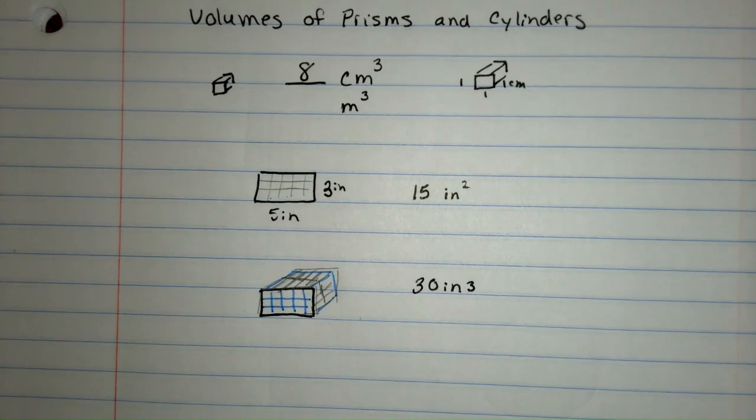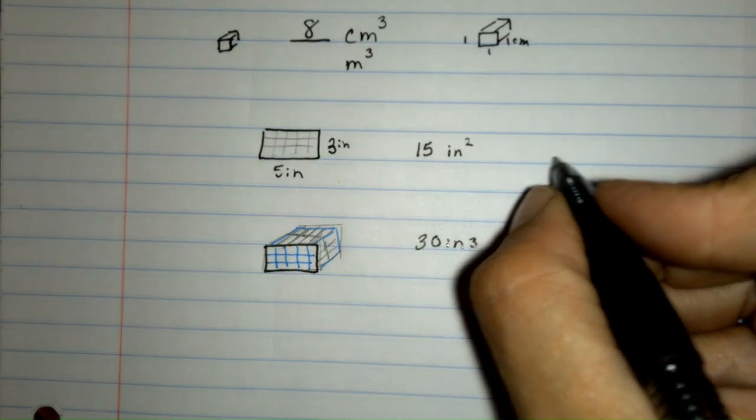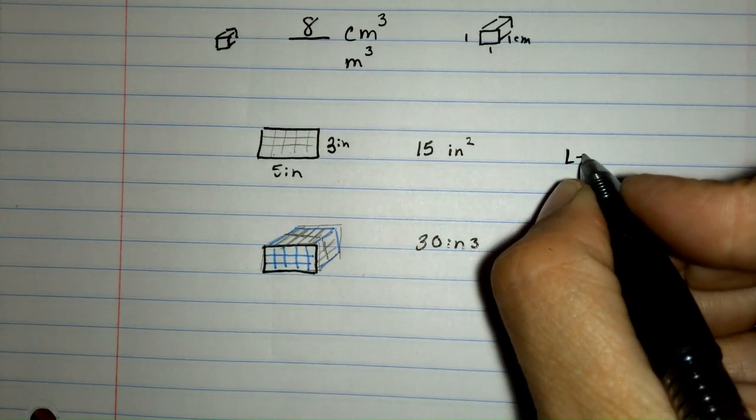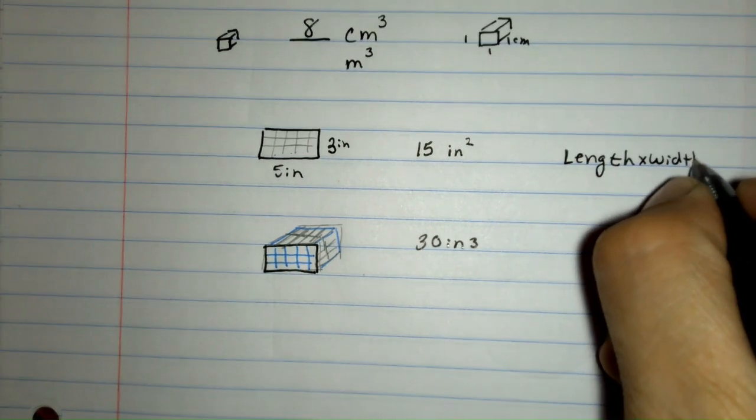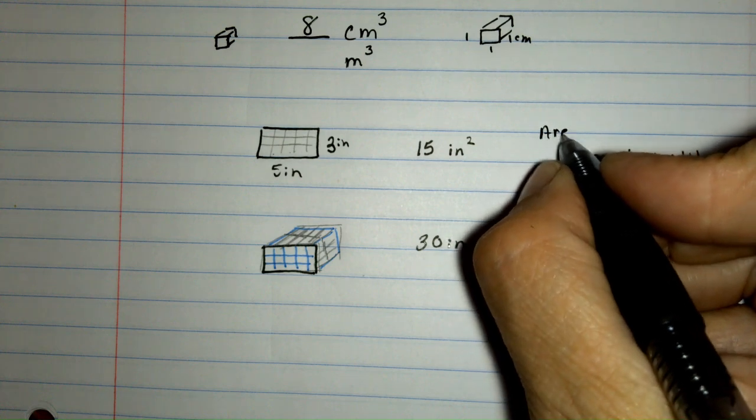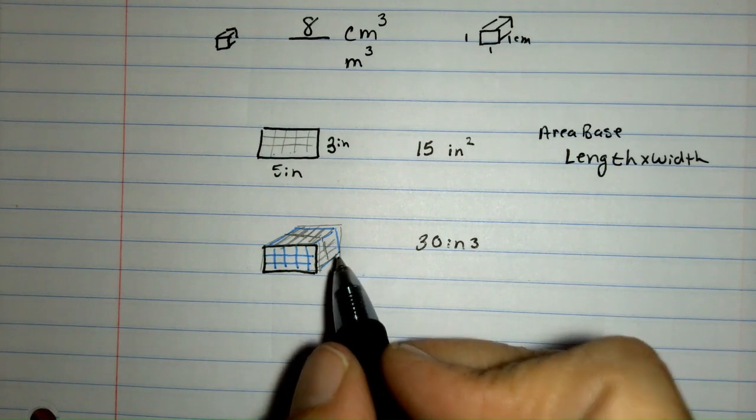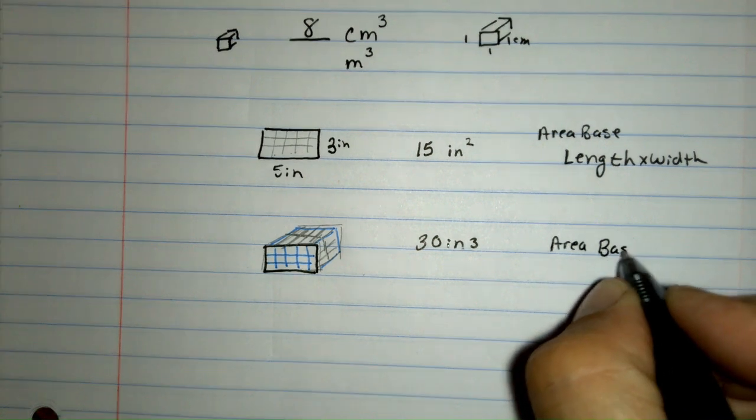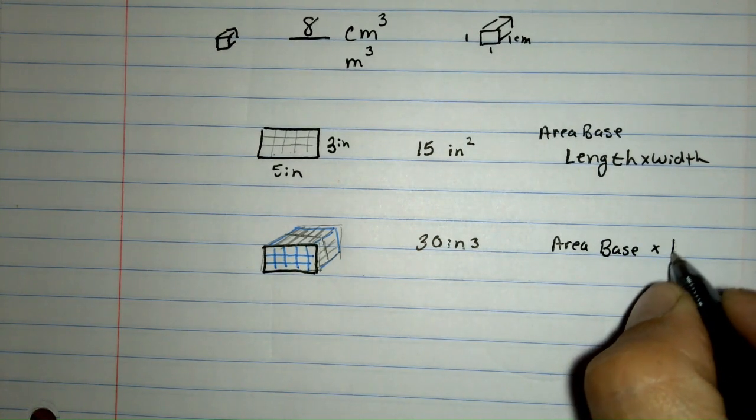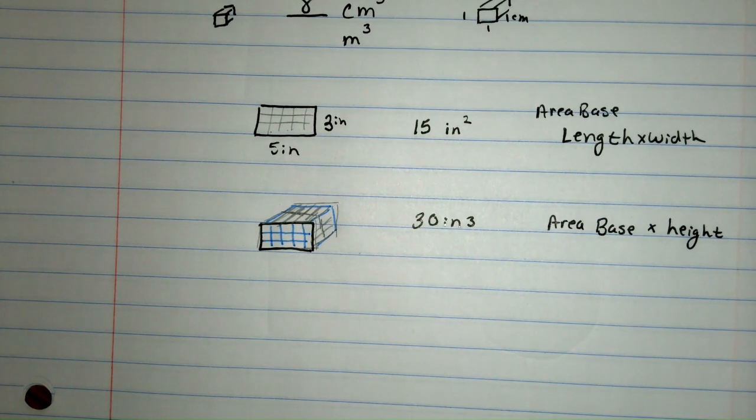So how could I do this without physically counting squares? Here we did length times width, and that got us the area of the base. Then we said there are 2 levels, so we took the area of the base, which was 15, and multiplied it by the number of levels, or the height. Does that always work?